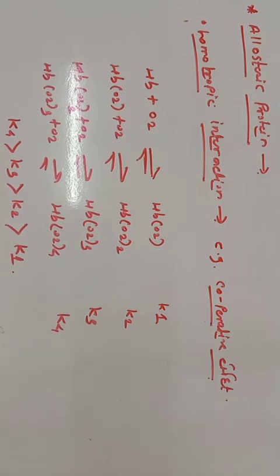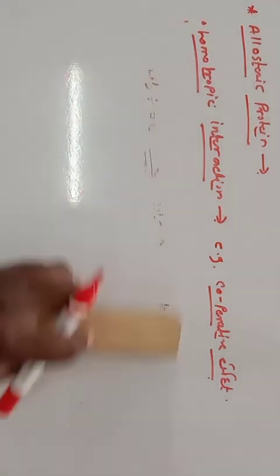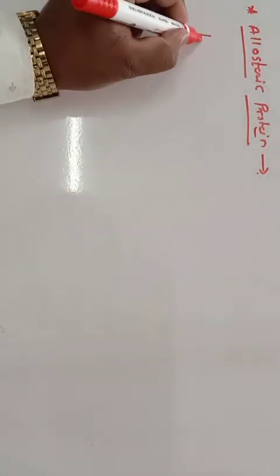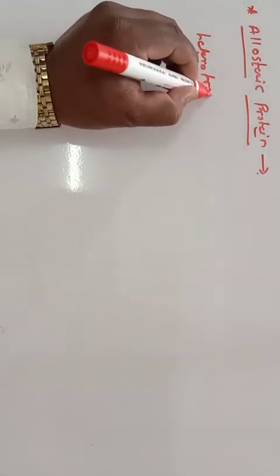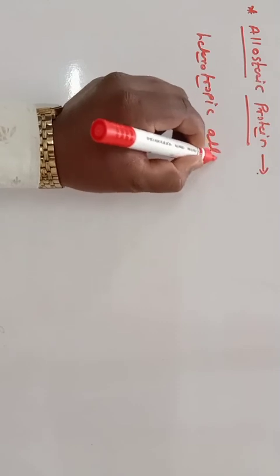So let us discuss the second one, that is the heterotropic allosteric interactions. At least you should know the definition of the allosteric protein, and then the different types, that is homotropic interaction and heterotropic interaction. In homotropic interaction, you should remember the example of the cooperative effect of oxygen binding with hemoglobin, and for heterotropic allosteric interaction we will discuss the effect of H plus ion, CO2 and Cl minus ion on oxygen binding. So let us discuss the second, that is heterotropic allosteric interaction.